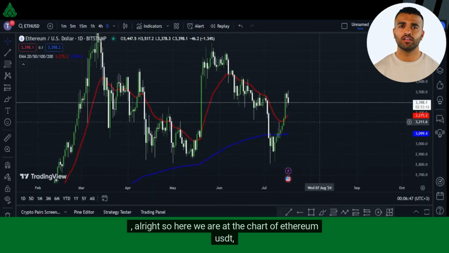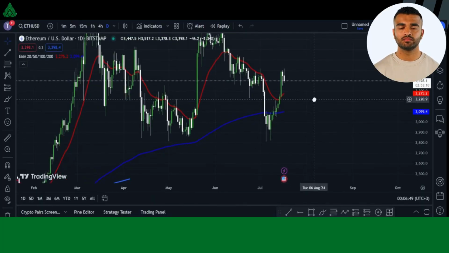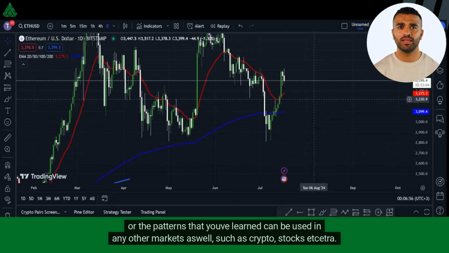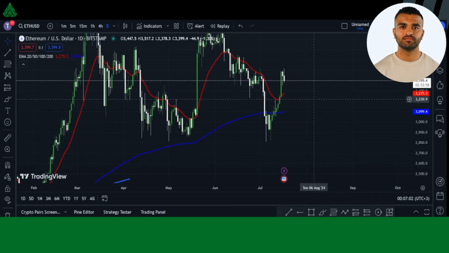Alright, so here we are at the chart of Ethereum USDT. Let me remind you that whatever technical analysis you've learned so far, whatever market phases or patterns you've learned, can be used in any other markets as well, such as crypto, stocks, etc.